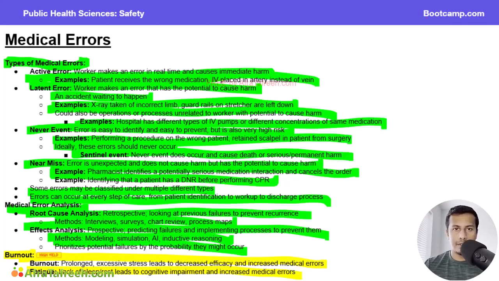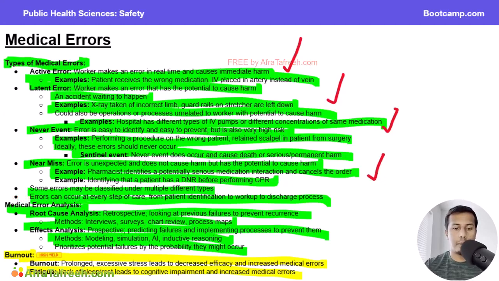Quick recap, this is Unit 4, all about safety, and today we're talking about medical errors. We talked about the different types of medical errors. Remember, an active error, a worker makes an error in real time that causes immediate harm. A latent error, a worker makes an error that has the potential to cause harm sometime in the future. A near event, this is something that is easy to identify and easy to prevent, but if it does occur, it is very high risk, and if it does occur, it's called a sentinel event. A near miss is an error that is unexpected and does not cause harm, but it has the potential to cause harm. We just missed it, but it could have caused some serious problems.